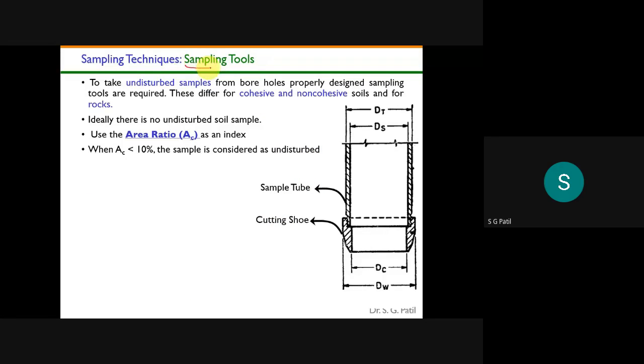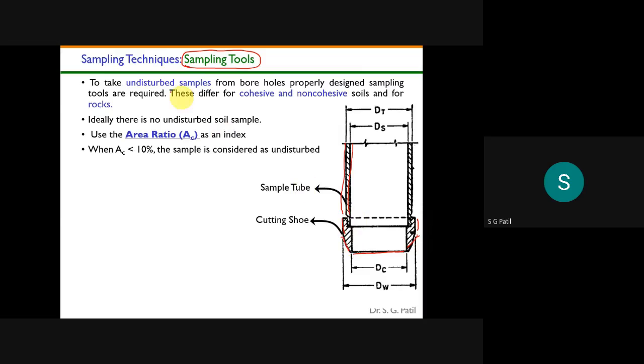So these are the sampling tools. A sampling tool looks something like this. This is the sample tube, and this is the cutting shoe. The sample tube will be like this, and there will be a cutting shoe here. Something like this it will be there.